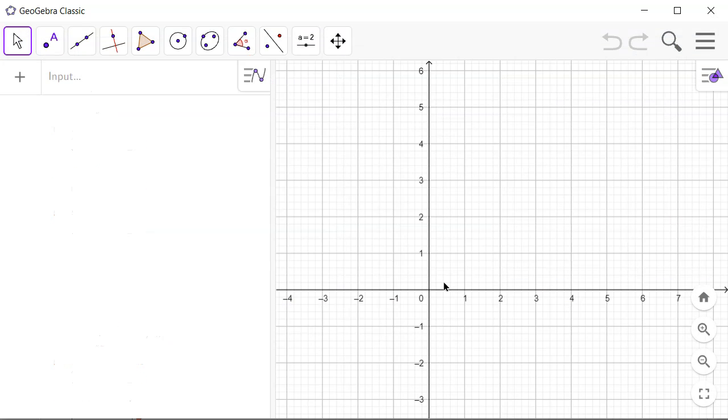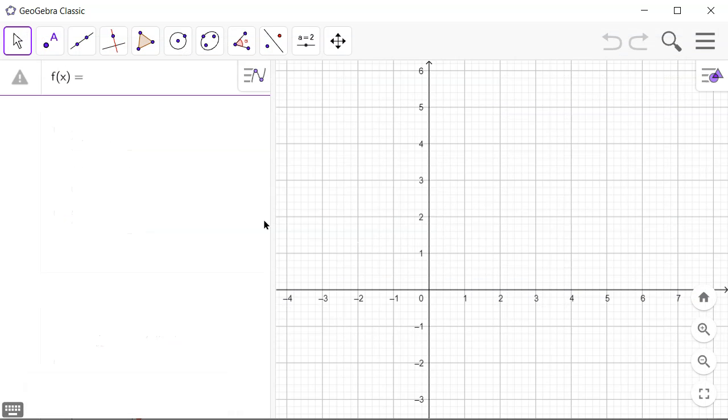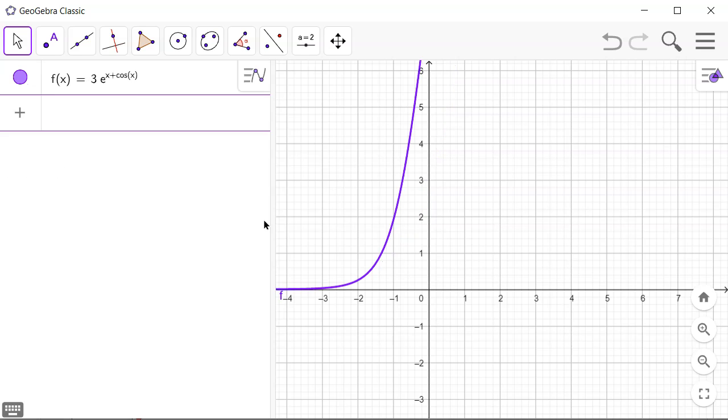First we're going to define a function. So f of x is equal to, I forgot what it was, 3 times e to the x plus cosine of x. So it's going to be 3 times e to the x plus cosine of x. Hit enter.